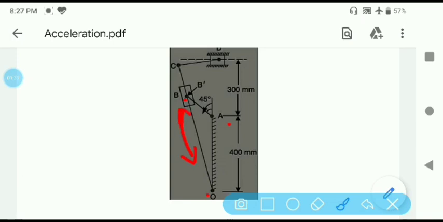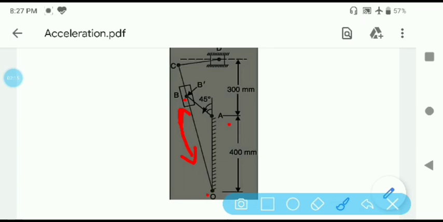That means when you draw the velocity diagram, the velocity diagram should incorporate all these three motions of the slider. So how to incorporate these three relative motions of the slider? By the conventional method, it will be a little bit difficult.